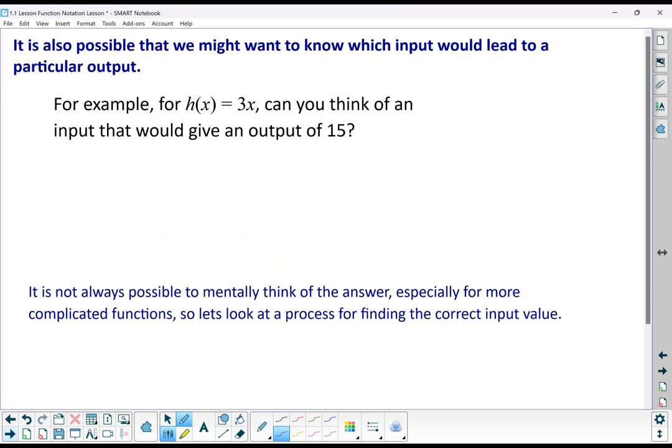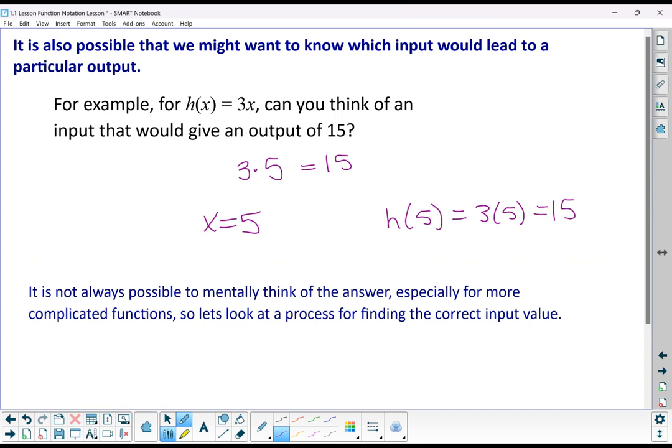It's also possible that we might want to know which input would lead to a particular output. For example, for h of x equals 3x, can you think of an input that would give you the output of 15? Probably you are thinking to yourself, well, yeah, I can, because I know that 3 times 5 is 15. So that means we need the input value of 5. So then h of 5 is 3 times 5, which is 15. So the input that gives us an output of 15 is 5.